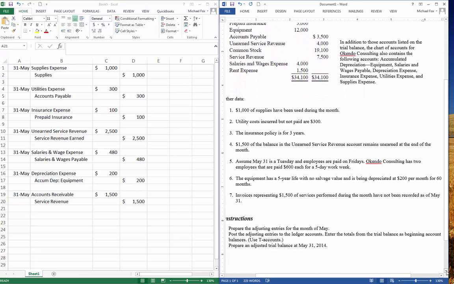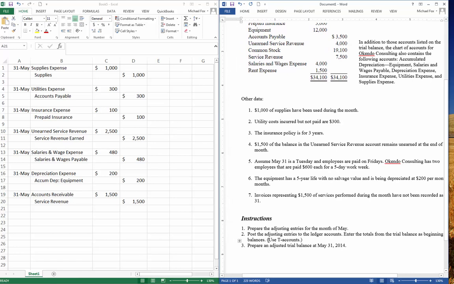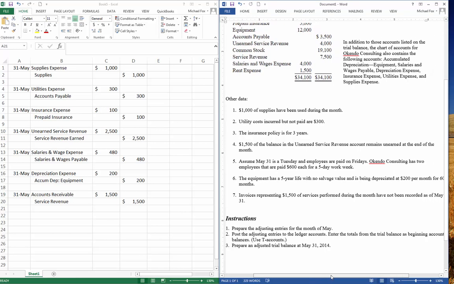That was part 1 of the problem, or part A, I guess. Part B, oh no, it is part 1, sorry. Part B is post the adjusting entries into a ledger, or to the ledger accounts. Enter the totals from the trial balance as beginning balances. Use T accounts. Okay. So the best way for us to do this is just to create a new sheet here.